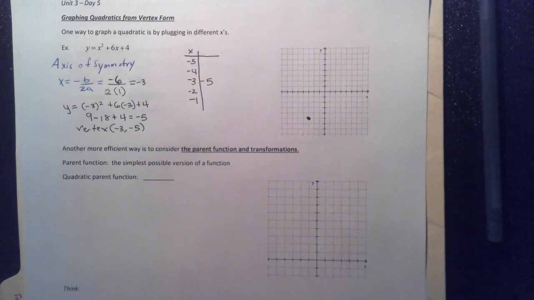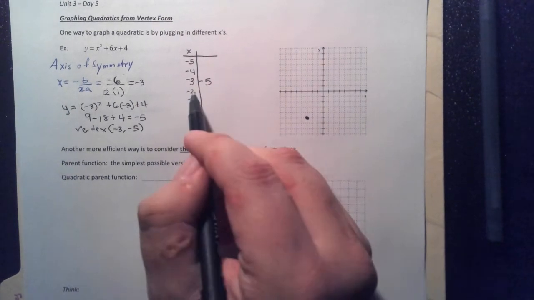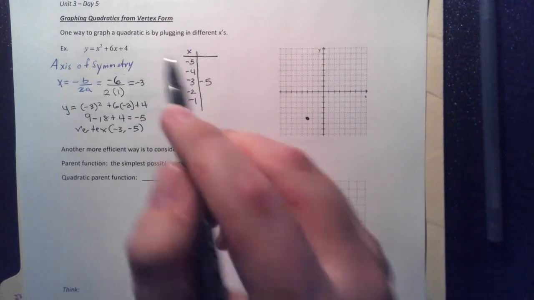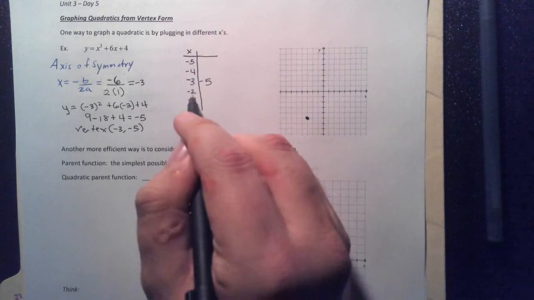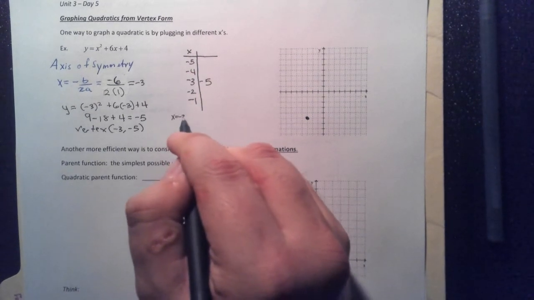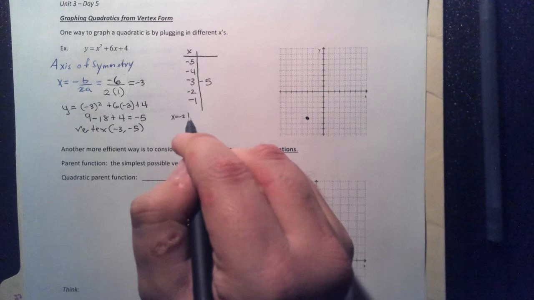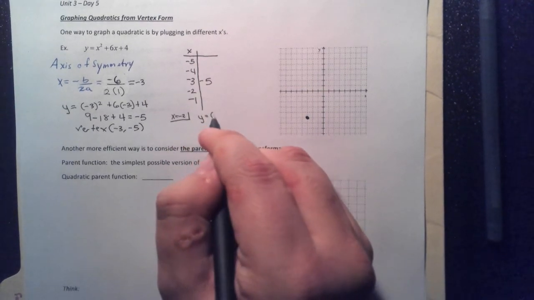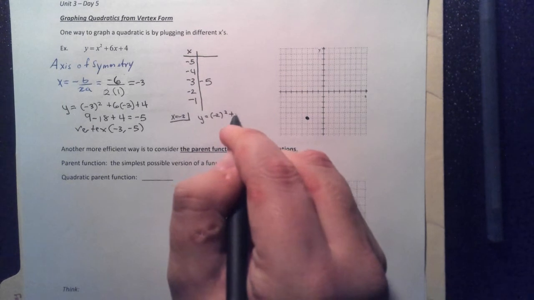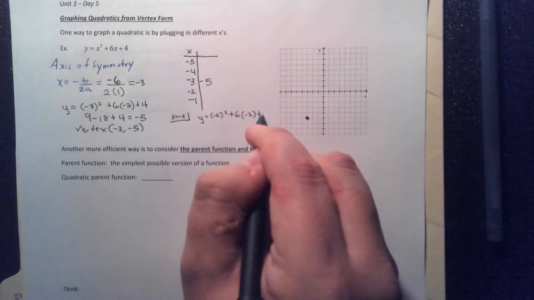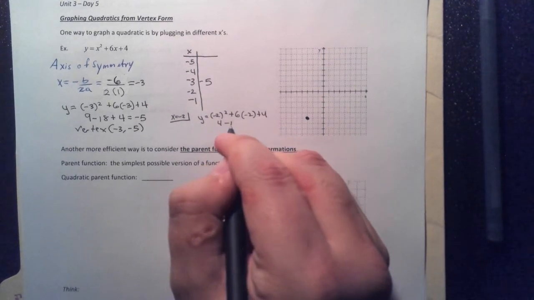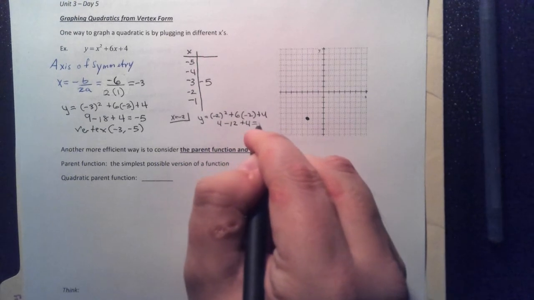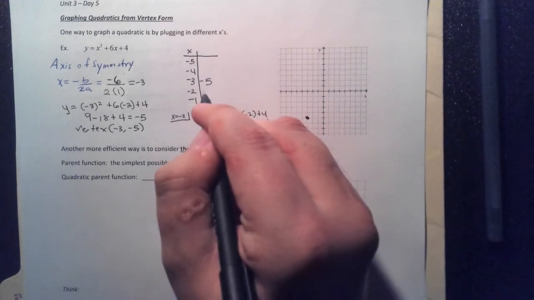And again, one of the things we said we can do is just substitute and go directly at this. So I can worry about what happens if x is -2. Well, if x is -2, then I have y is equal to -2 squared plus 6 times -2 plus 4, which is -4.